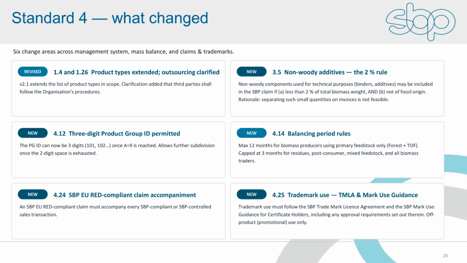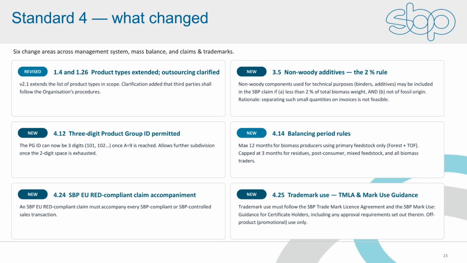Non-woody components used for technical purposes, binders, additives, may be included in the SBP claim if both conditions are met: less than 2% of total biomass weight and not of fossil origin. The rationale is practical. Separating such small quantities on invoices isn't feasible. 4.12 permits a 3-digit product group ID. Once A equals 9 is reached, the PGID can now be 3 digits, 101, 102, and so on, allowing further subdivision once the 2-digit space is exhausted.